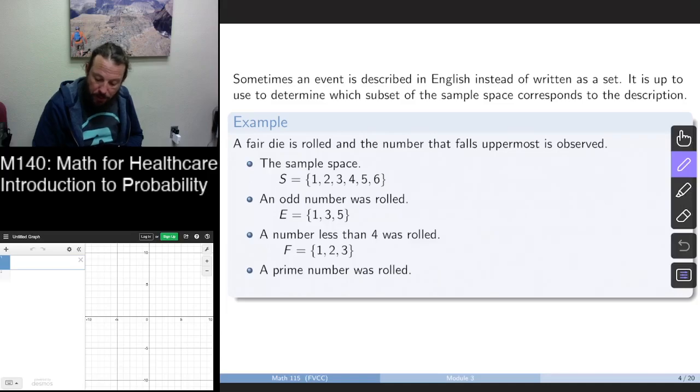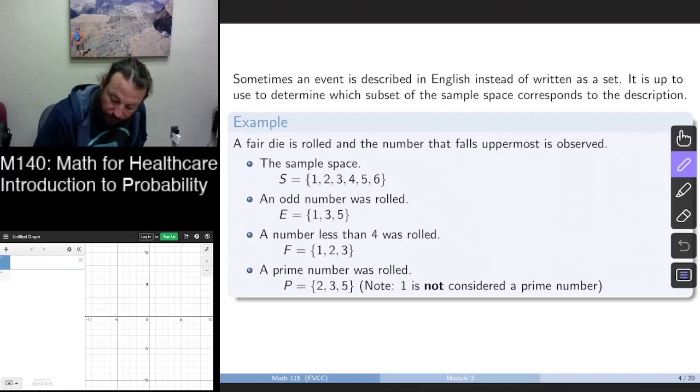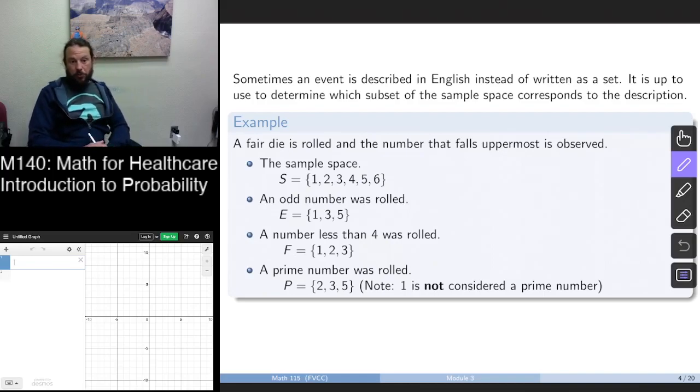A prime number was rolled. 2, 3, 5 are the only prime numbers between 1 and 6 inclusive. And we note that 1 is not considered a prime number. You will not be tested on that. I just want to let you know. Some people are mistaken there.